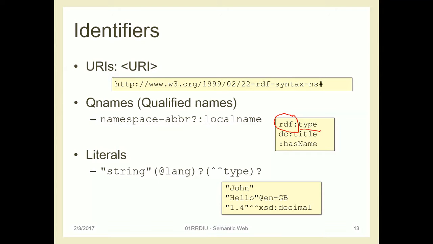The literals are constants, they are the value, but it's also possible to express the language in which it is written, like here, this is British English. Or also, like here, you can say what the data type of this data is. So 1.4 is a decimal number. XSD stands for XML schema vocabulary.